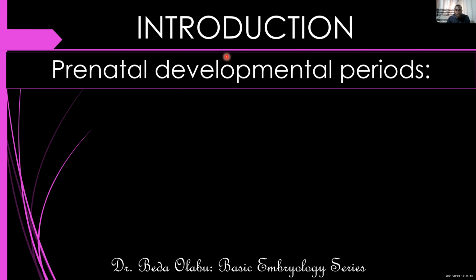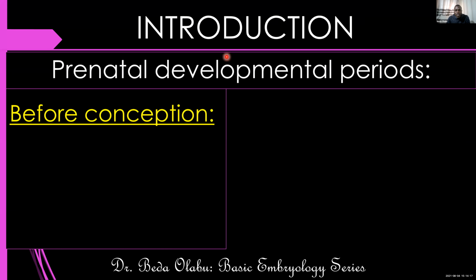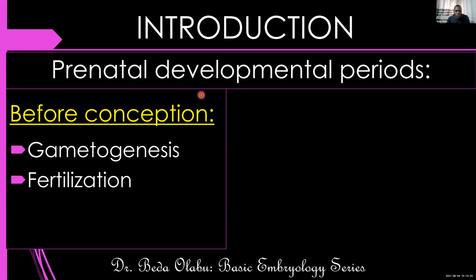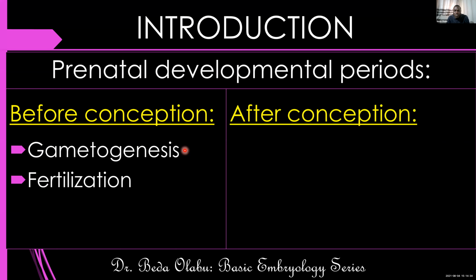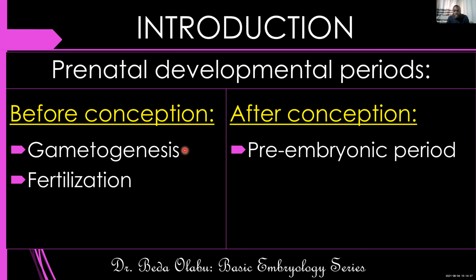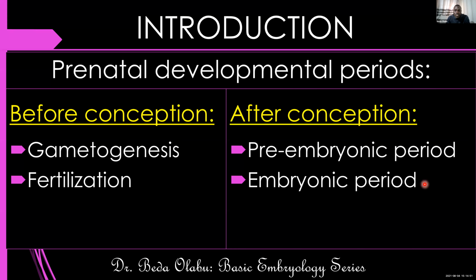Just as a matter of introduction, if you remember, this storyline told you that we can divide the prenatal developmental periods into two: the things that take place before conception, that is gametogenesis and fertilization, and the things that take place after conception. That period can be divided into three. The pre-embryonic period refers to the first 14 days after conception. The embryonic period refers to week 3 until week 8 after conception, during which we have organogenesis, development of body organs. After week 8, we talk of week 9 until birth. That's what you call the fetal period of development.